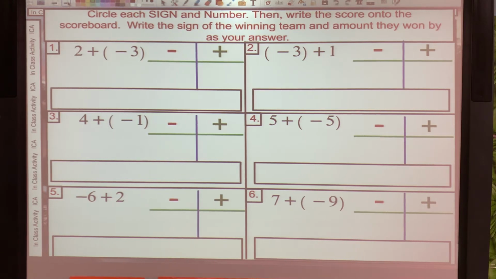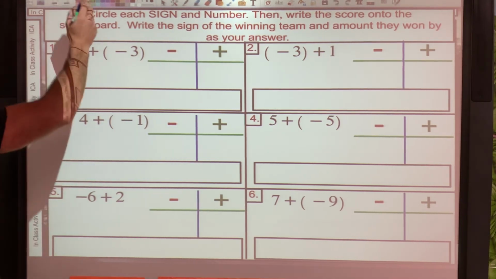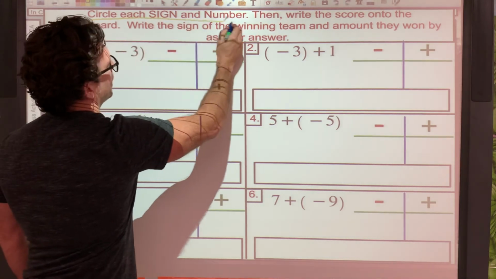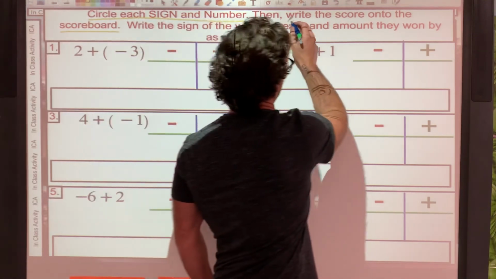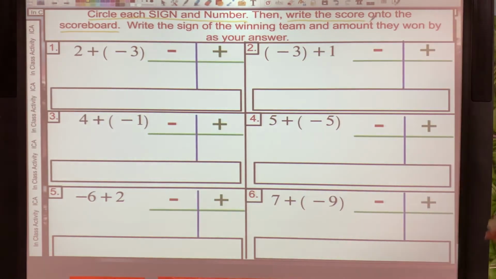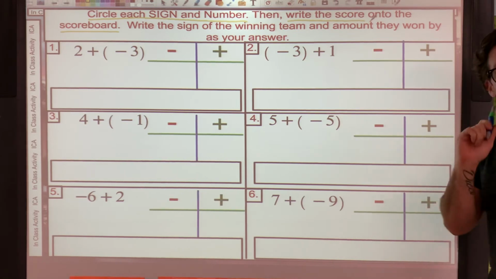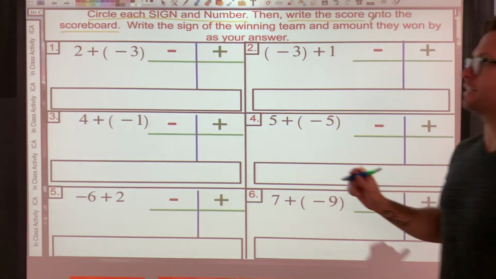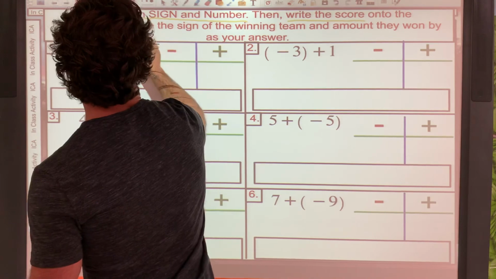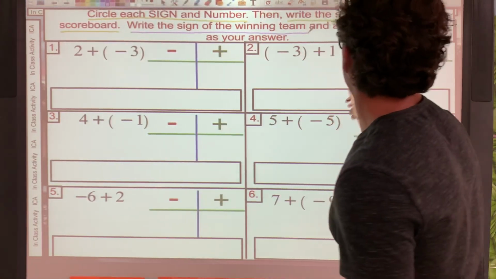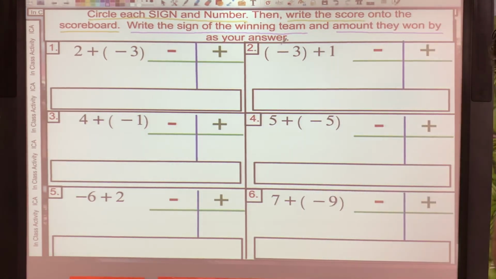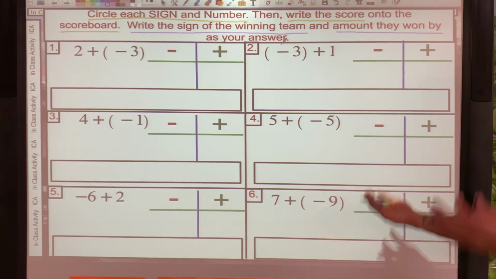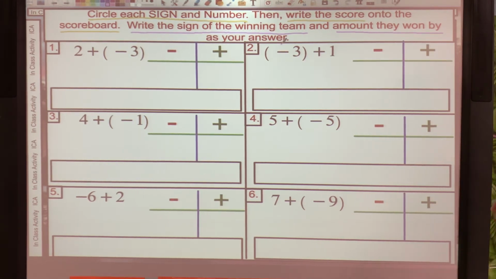But if we read through the instructions at the top, step 1, circle each sign and number. Then write the score onto your scoreboard. Don't go too fast. Slow yourself down and use your scoreboard. Lastly, and the most important, write the sign of the winning team and the amount that they won by, and that will be your answer. So go ahead and pause your video. When you're ready to check your work, unpause and the solutions will be on the board.